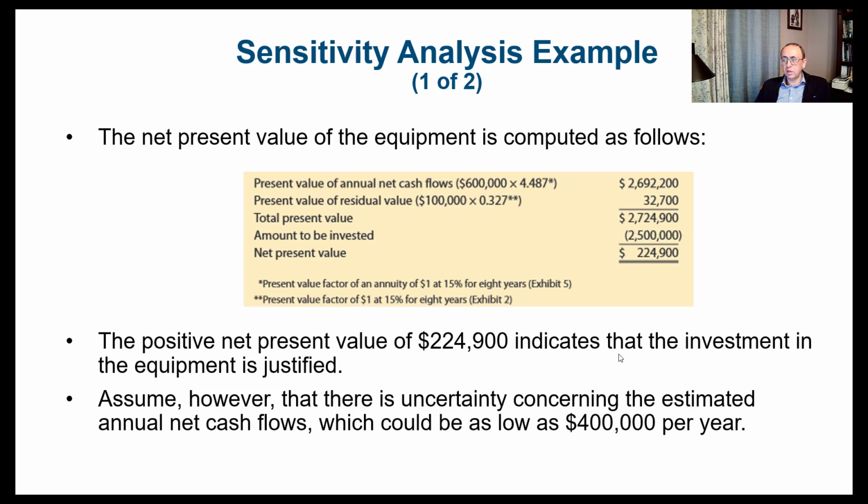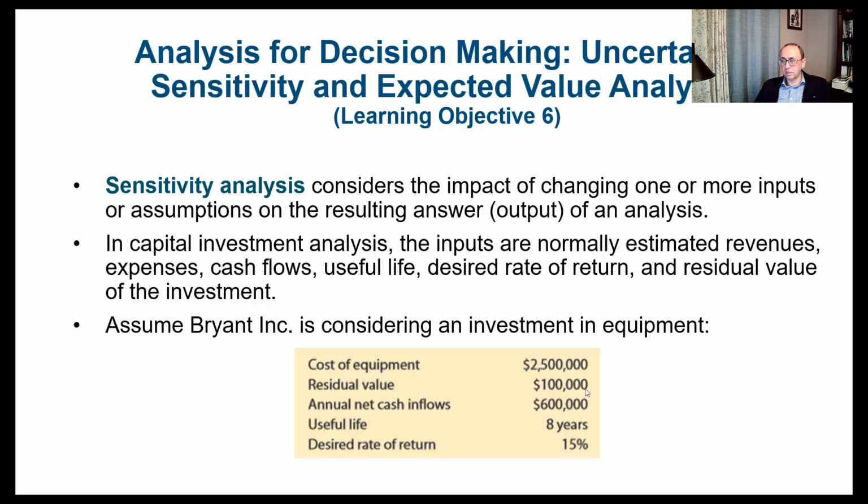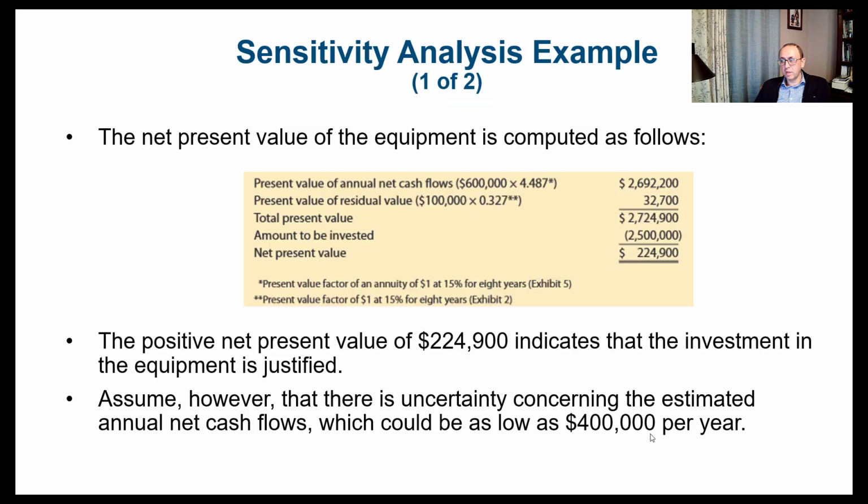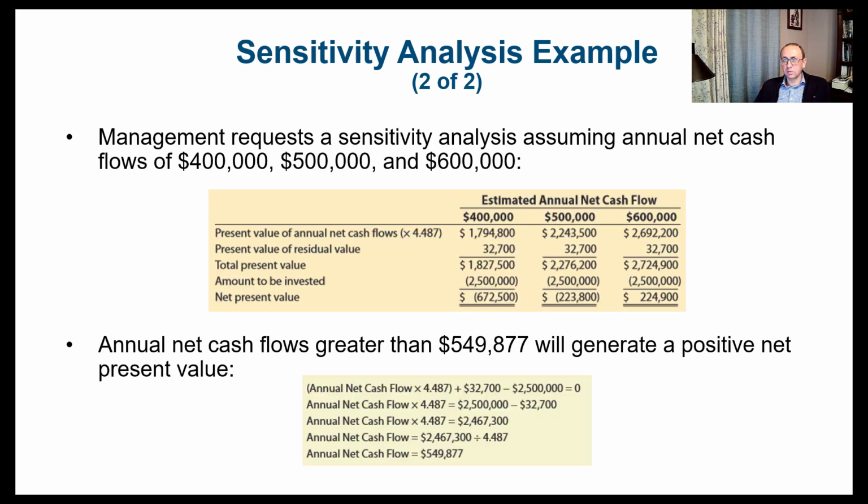Assume, however, that there is uncertainty concerning the estimated annual net cash flow, which could be as low as $400,000 per year. So here we're under the assumption that annual net cash flow or cash inflow would be $600,000, but it can go down to $400,000. So in this case, we try to do some sensitivity analysis. So management requests a sensitivity analysis assuming annual net cash flow of 3 options or 3 scenarios: 400,000, 500,000, and 600,000. And we do the same analysis.